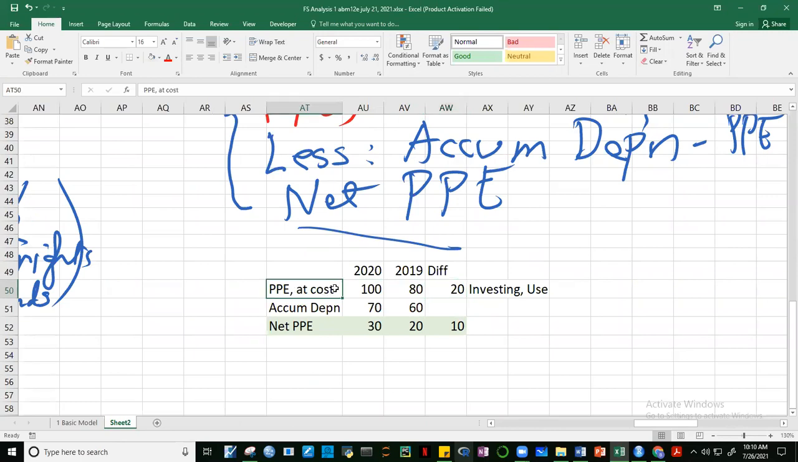So kung binigay lang sa atin yung at cost, ito tama na to, guys. Ito na yon, no? Kaso ang problema sa atin, hindi binigay sa atin to. Hindi binigay at cost, ang binigay lang itong net, no? But we can reconstruct this.